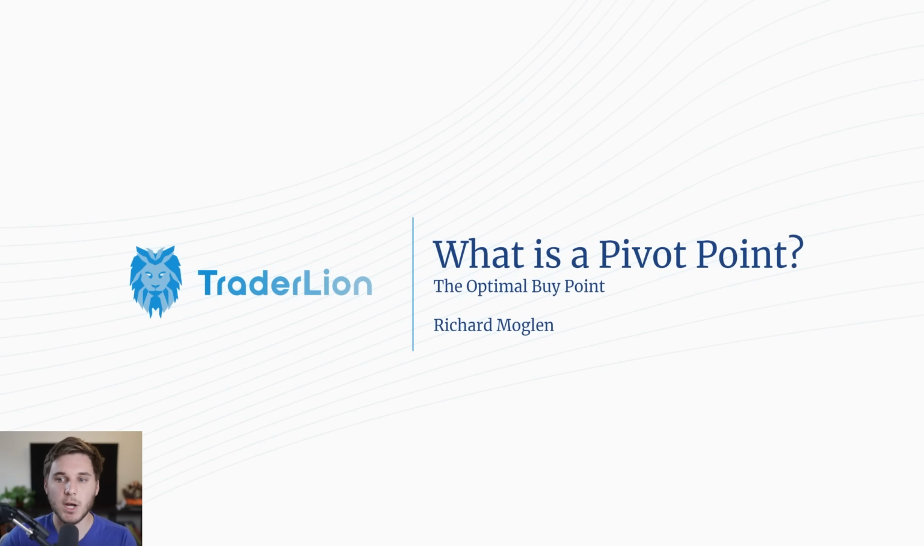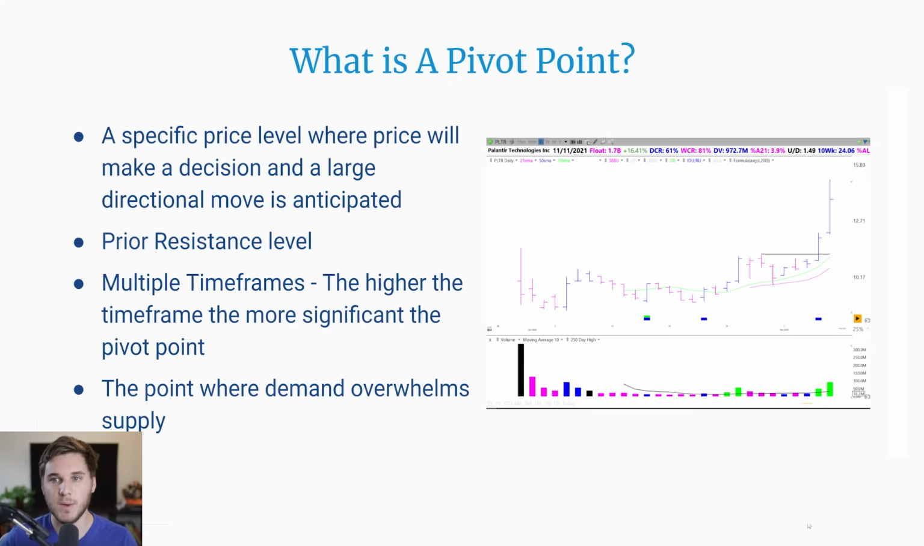In today's video, we'll be talking about pivot points, which in my opinion are the optimal points to buy breakouts or buy on strength. So to start things off, what is a pivot point? A pivot point is basically a specific price level where price will make a decision and a large directional move is anticipated. And this often lines up with a prior resistance level.